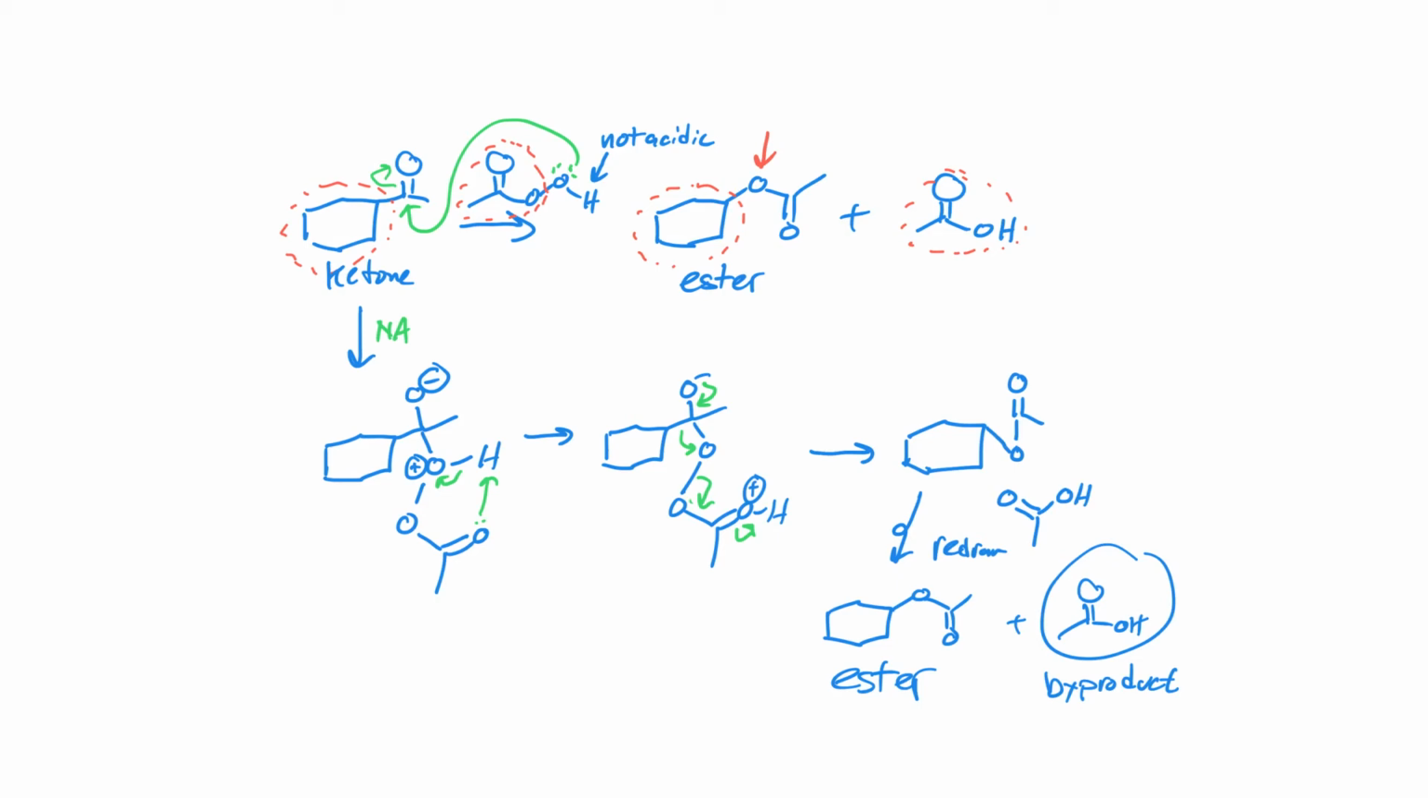And now let's talk a little bit about the different groups that might migrate. So here, this arrow shows the migration of the cyclohexyl ring onto the oxygen. Why did I not draw the methyl migrating?